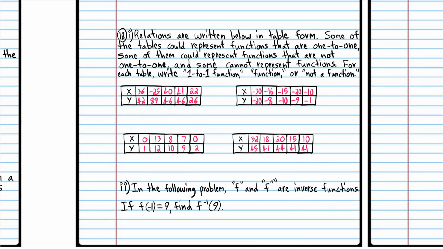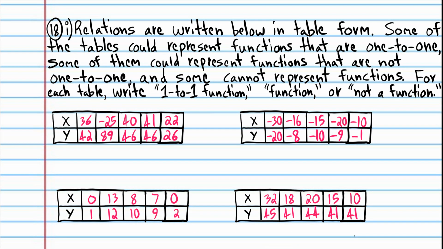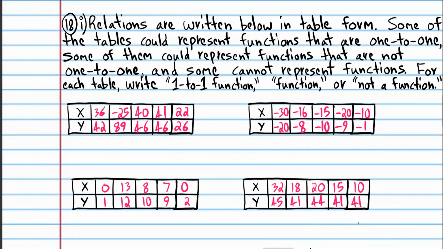Okay, we're back. So first we need to figure out if this qualifies as a function. So we don't see any repeated x values. So that means it does qualify as a function. Now we need to see if it can be a one-to-one function. We need to see if there's any repeated y values, and there are. 46 is repeated, so that means that this is a function, but it's not a one-to-one function because there's repeated y values.